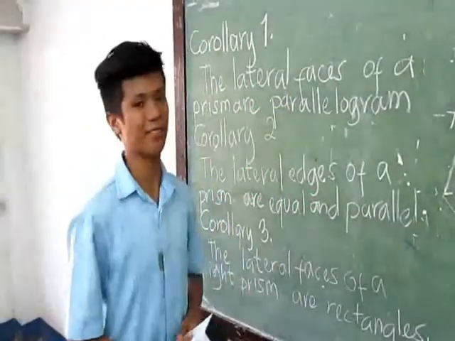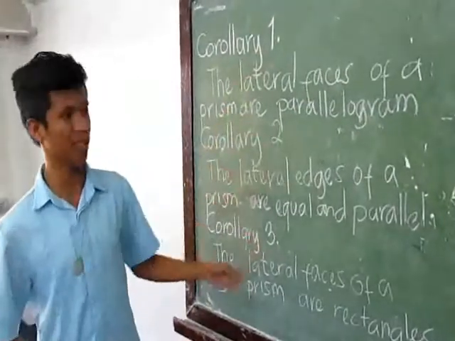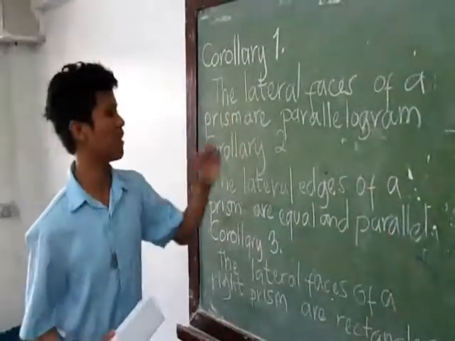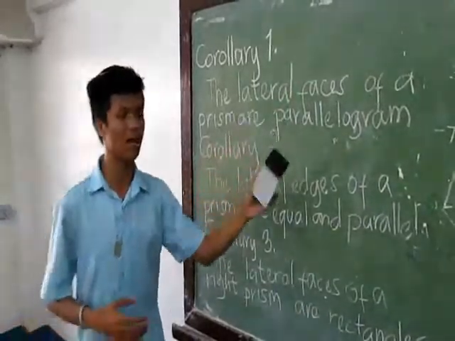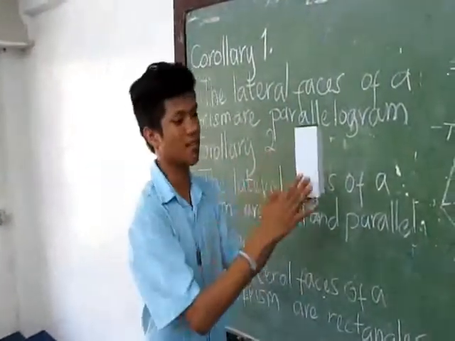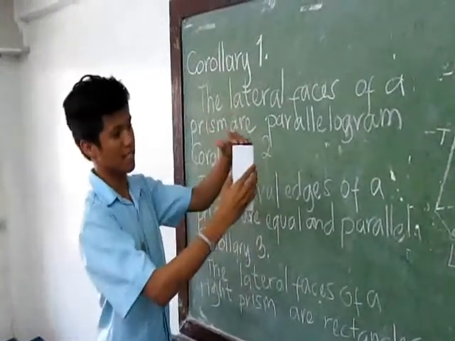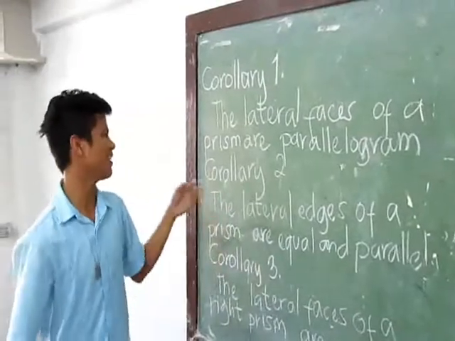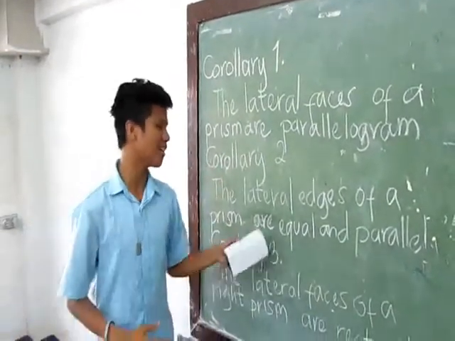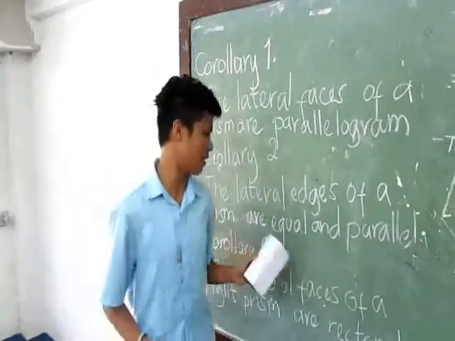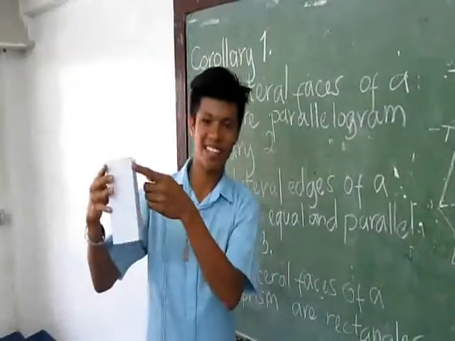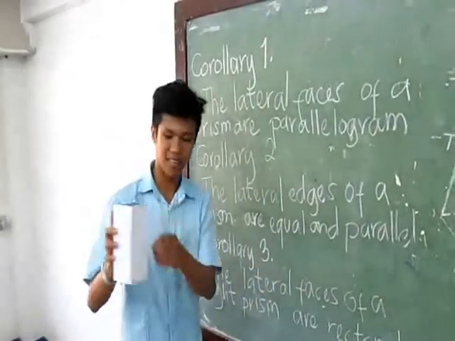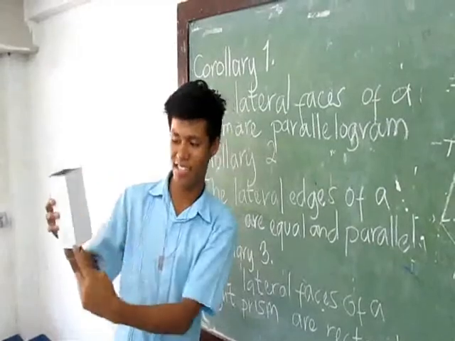Good day, class. I'm here to discuss corollary 1, 2, 3, and also kinds of prism. Corollary 1: the lateral faces of a prism are parallelograms. These faces and these faces are parallel, and base 1 and base 2 are parallel. Corollary 2: the lateral edges of a prism are equal and parallel. These edges are equal, and these edges and these are parallel.